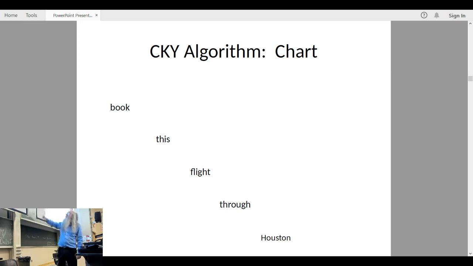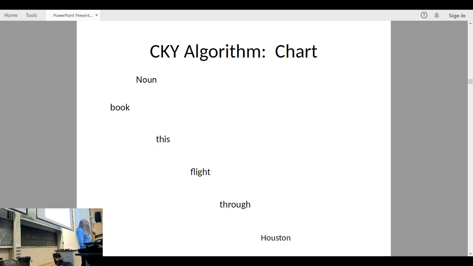Okay? So we write on the diagonal the words that we're actually dealing with: book this flight through Houston, which matches the grammar. I know it's in the grammar. We could do an example that isn't in the grammar, but it would be less interesting. Okay? The first thing we do is look at the top right, and go through all of the possible nodes that could be in this imaginary tree that we're building, and fill in any of the rules that could give the word book.